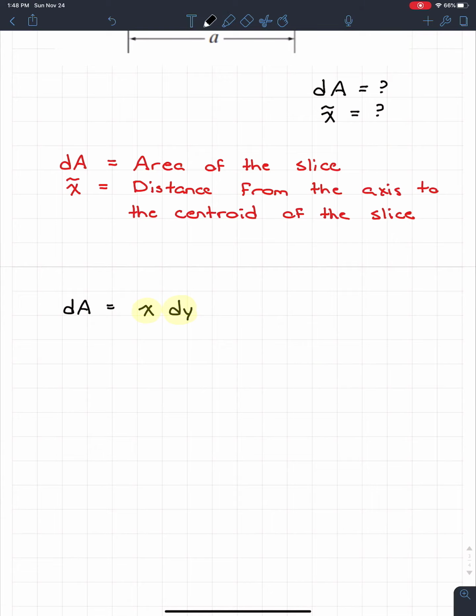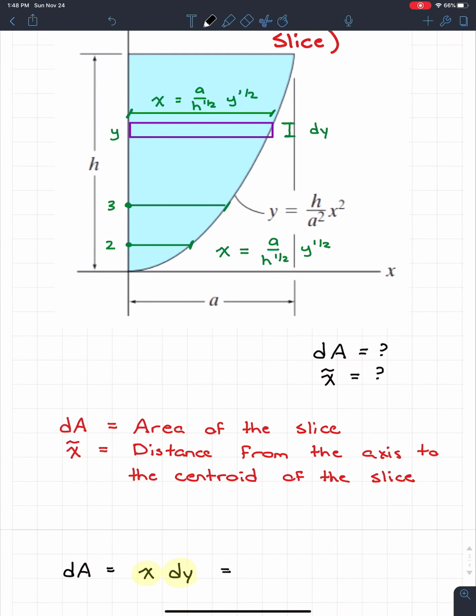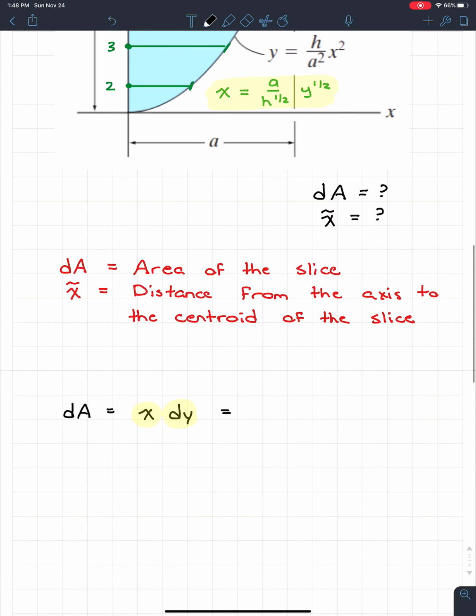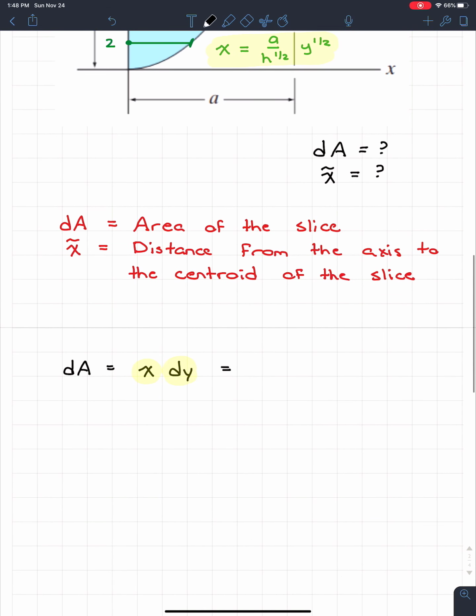We want to integrate y with respect to y. So this is when we use our formula that we just did up here, where we substitute x in terms of y, so this one right here. Because from this one, we can substitute that x for a function of y. So this right here is going to be equal to a divided by h to the 1/2, y to the 1/2 dy.